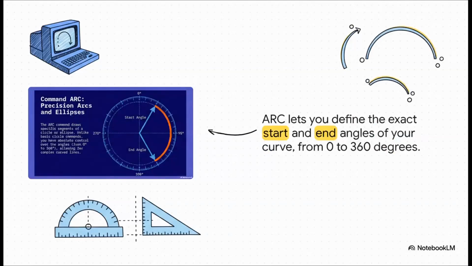And what's really cool here is the sheer level of control this gave you. You could literally tell the computer the exact start and end angle for your curve, from 0 to 360 degrees. Want a perfect 90-degree arc? No problem. A tiny sliver at 270 degrees? Easy. This was absolute precision.